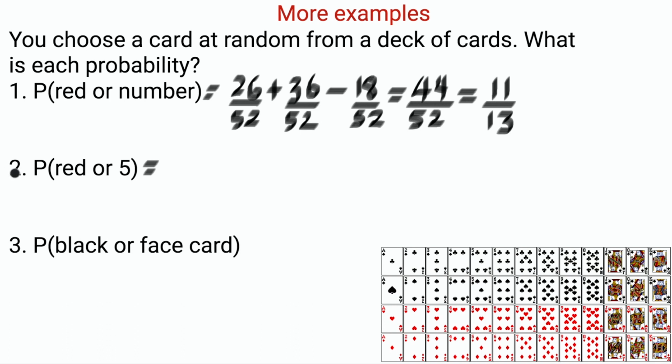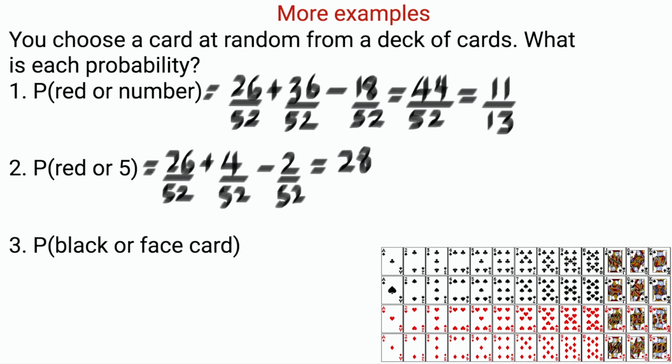The second question is finding the probability of selecting a card that's red or it's number 5. The probability here is we need to figure out, are the two events mutually exclusive? Is it possible to select a card that is red and it's also number 5? And the answer is yes, so they're not mutually exclusive. So we're going to add the probability of picking a red card, the number 5, and then subtract cards that are red and number 5. So 26 plus 4 is 30 minus 2 is 28 over 52. Simplify that fraction by dividing by 4 and you get 7 over 13.